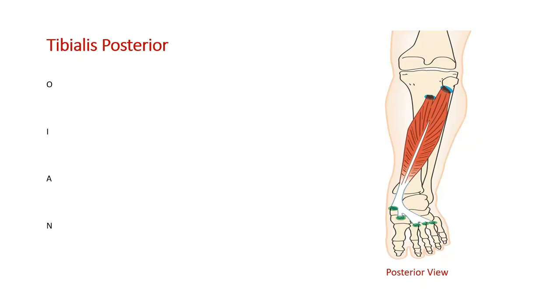It is the primary dynamic stabilizer of the medial arch. So our medial arch, we all have a natural arch that should form, and the tibialis posterior is part of why we have that arch. So if someone is flat-footed, this would be a great muscle to try to strengthen.